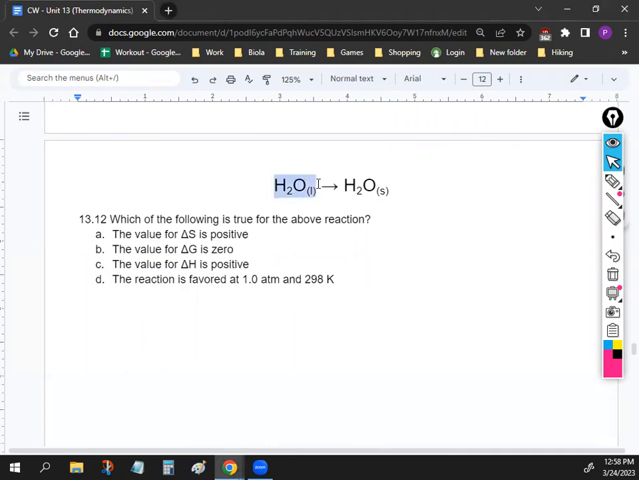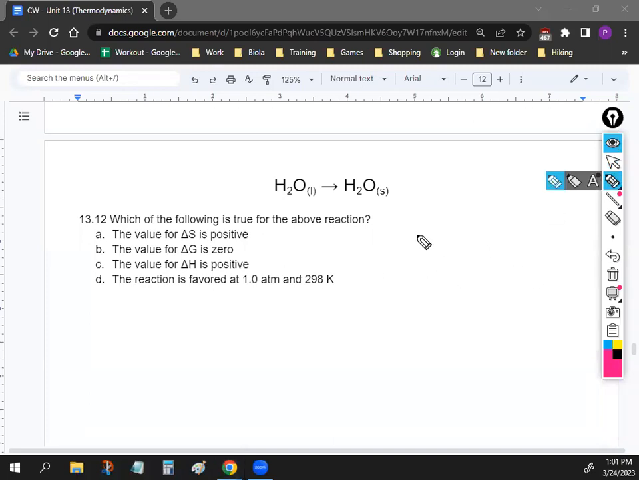Okay, you got liquid water turning into solid water or ice. Based on that reaction, liquid water to ice, which of these are true? Okay, maybe more than 30 seconds. I'll give you a minute. Okay, so we got water going to ice.